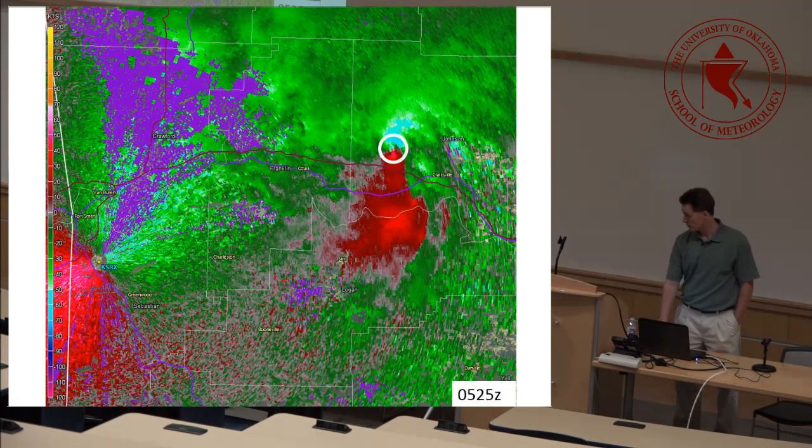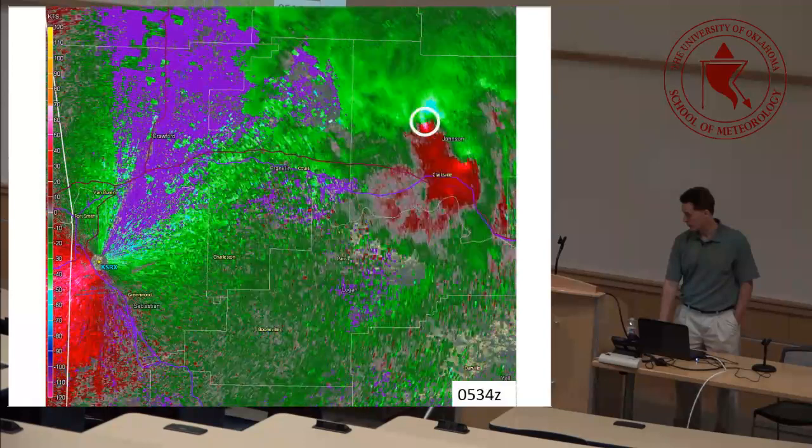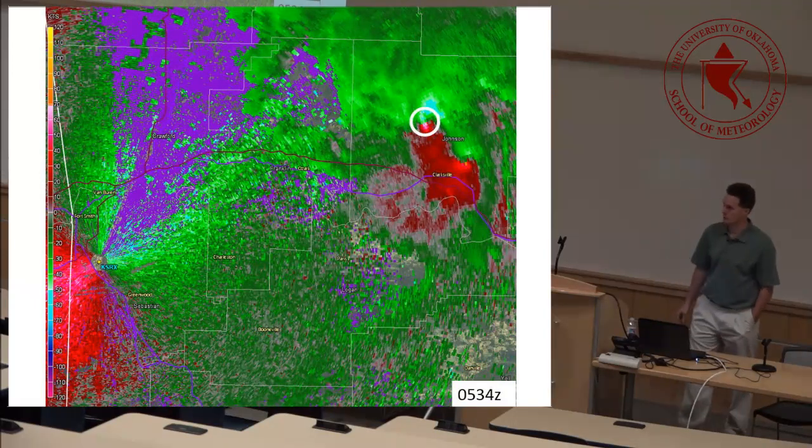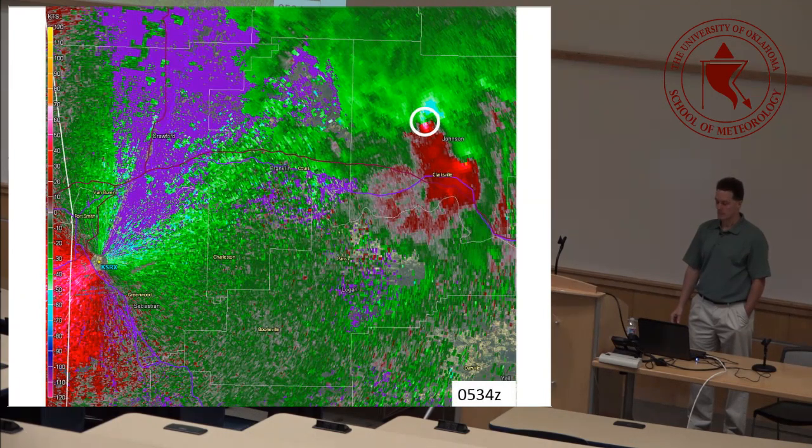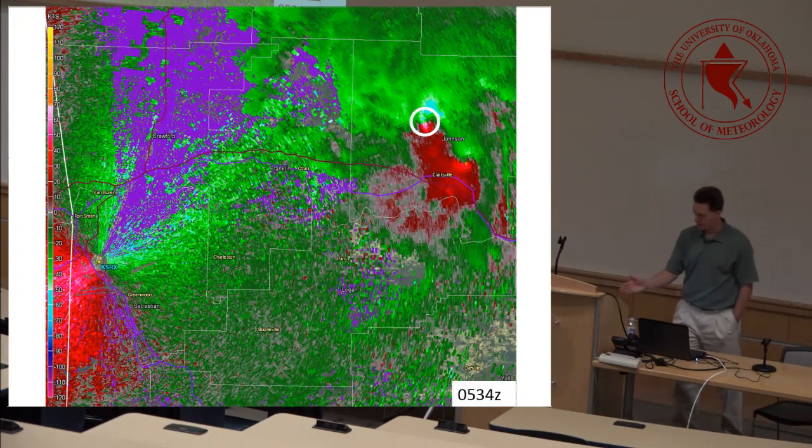So it just continues. We've got a strong circulation, and we even get a new couplet that forms with the new cell that's out to the southeast. So this is one where if you just blindly say, oh, well, there's going to be storm interactions, it's always going to be negative. Just remember, it depends entirely on the details.